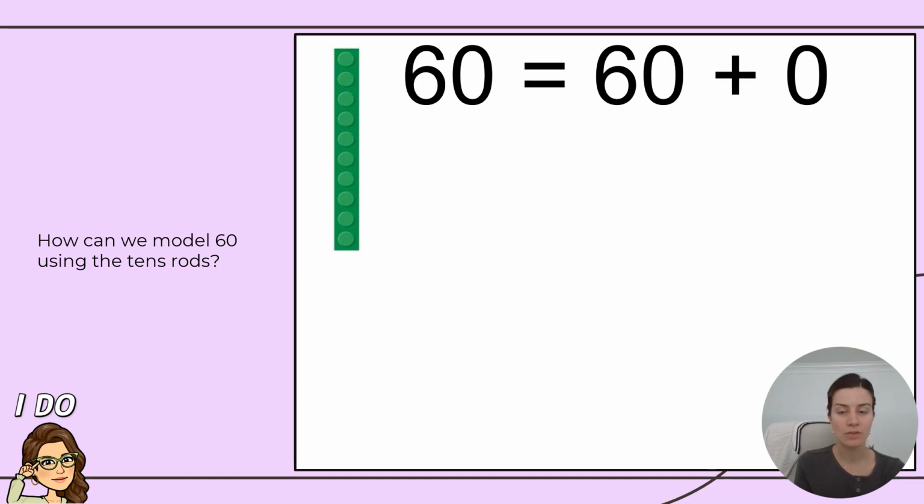I could also show this in a number sentence. 60 equals 60 plus 0, or 60 equals 6 tens plus 0 ones.